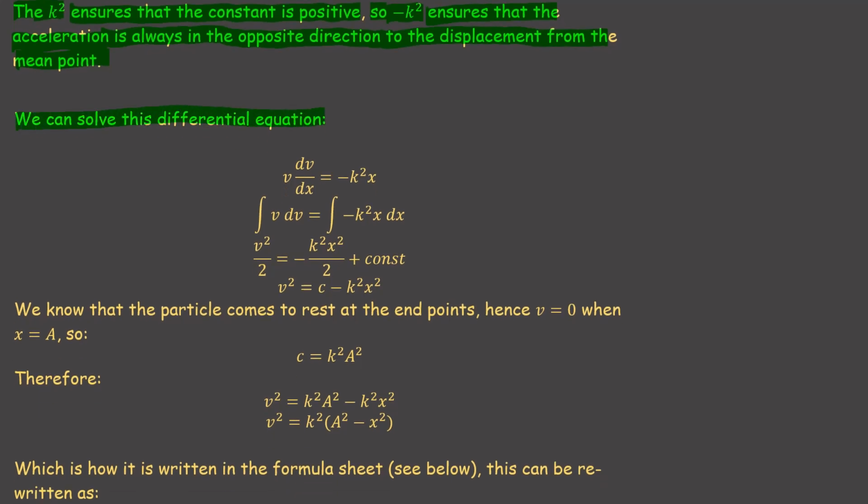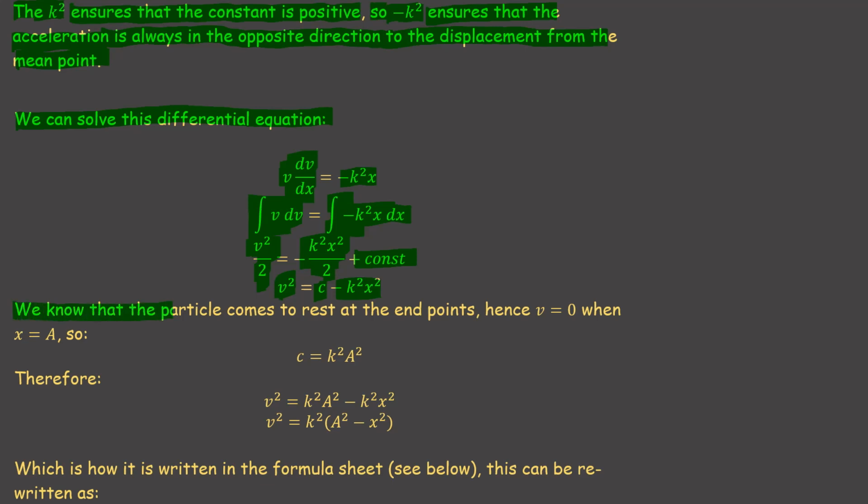We can go ahead and solve this differential equation. And we've used this before, v dv dx equals negative k squared x. We've solved ones like this before, and so it's a separate and integrate. Doing that gives us the integral of v dv is the integral of negative k squared x dx. So v squared over 2 is negative k squared x squared over 2 plus a constant, and multiplying through by 2, and giving c as a new constant, v squared is c take away k squared x squared.